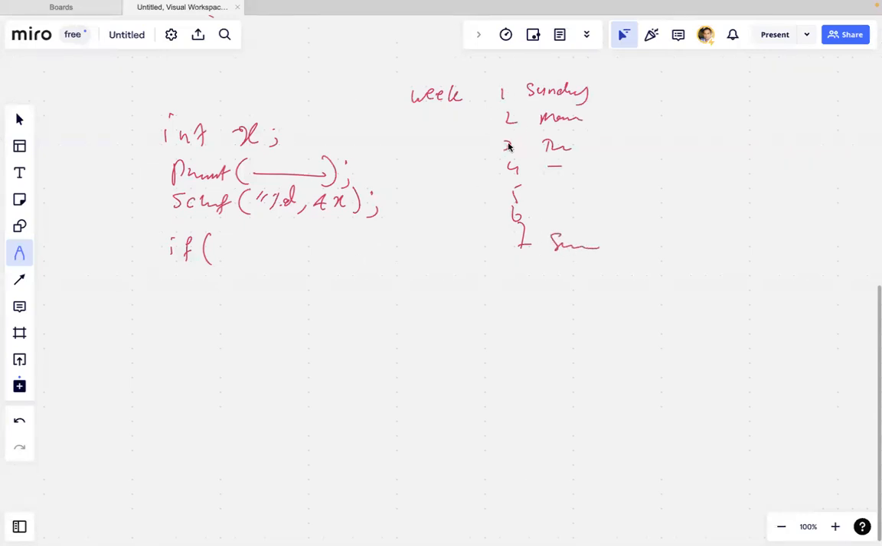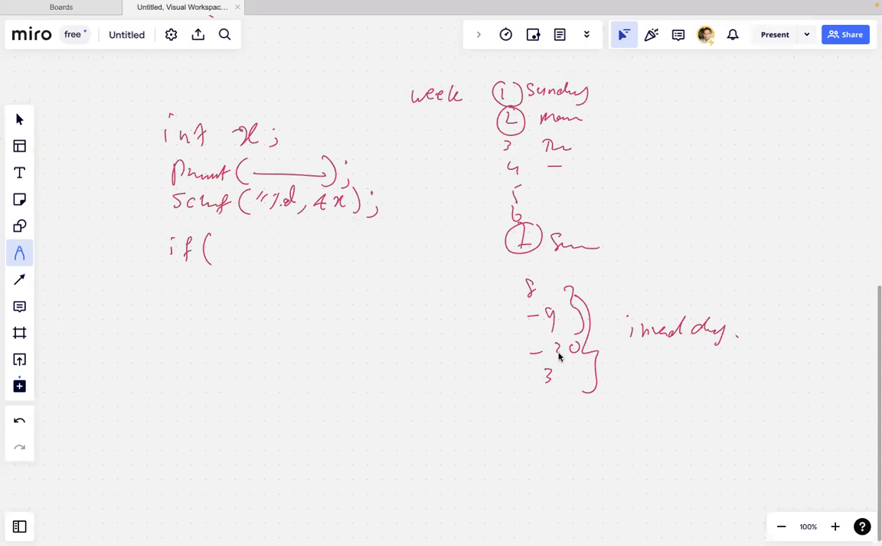Suppose that if you enter 2, you need to provide the output as Monday. If you enter 7, you have to provide the output as Saturday. If you enter 1, you have to provide the output as Sunday. If you enter any other value, let's say 8, -9, or whatever other values, you have to provide the output as invalid day. Now this is the program you need to write.